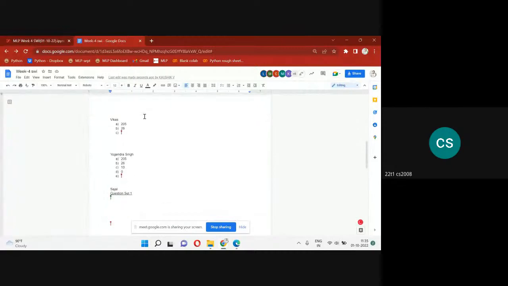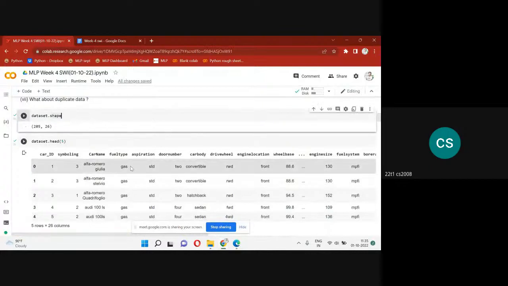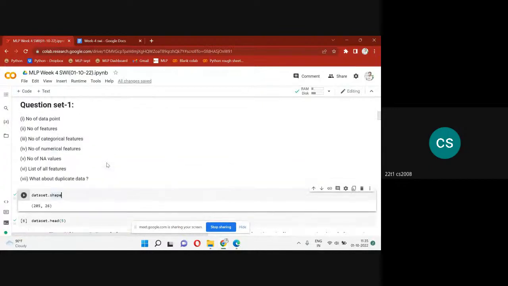Mahak, Vikas, Yogendra, Hazel, Sukhdeep, Sachin, Naren. So many people are active now. That's good. See, speed is not an issue, because I will share this Colab anyway, so you can work on it later also. But at least you should know the pattern, how you will progress in this Colab.